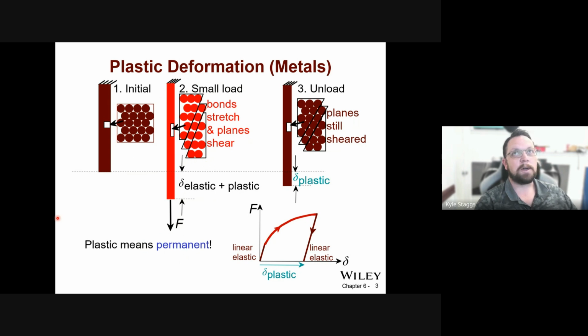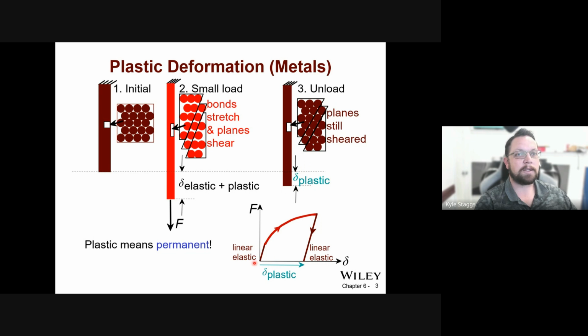Plastic is a permanent deformation. So when you unload it, you now have a misalignment of these planes. The planes are still sheared with respect to each other, but it goes back to a state where it looks very much like the initial state, except now we have sheared planes. And this change in length, after it relaxes, what's left is called the plastic deformation.